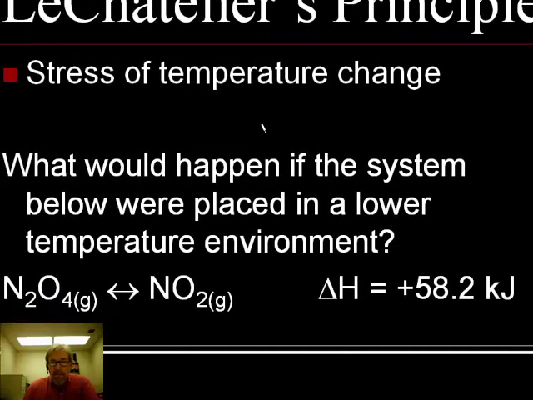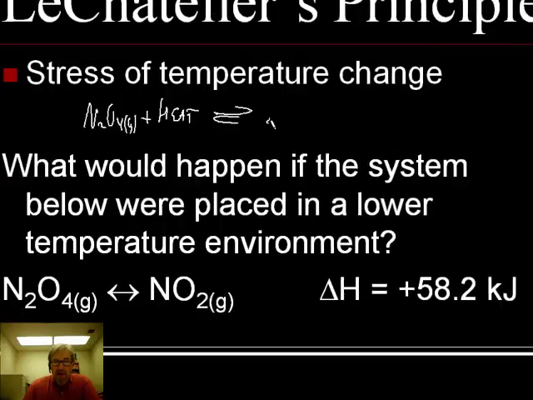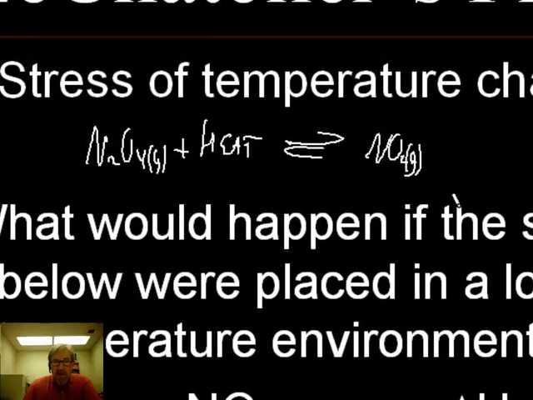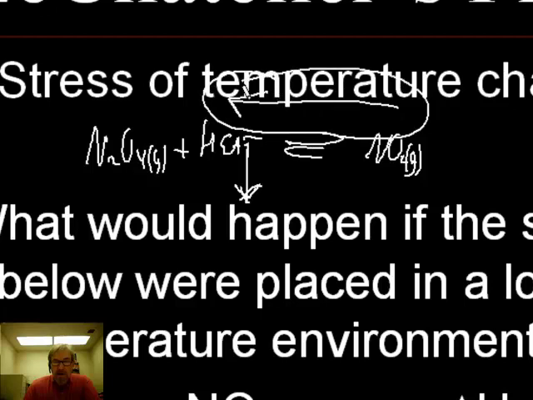So now let's think about what would happen if that system, the same system, were placed in a low temperature environment. Again, rewriting this as N2O4 gas plus heat in equilibrium with NO2 gas. And now thinking about the fact that we have reduced the amount of heat present by putting it in a lower temperature environment, taking heat out of the system is going to cause a shift in the direction that undoes that stress. In other words, it's going to go to the left and create more heat to make up for the lost heat by going in a lower temperature environment.